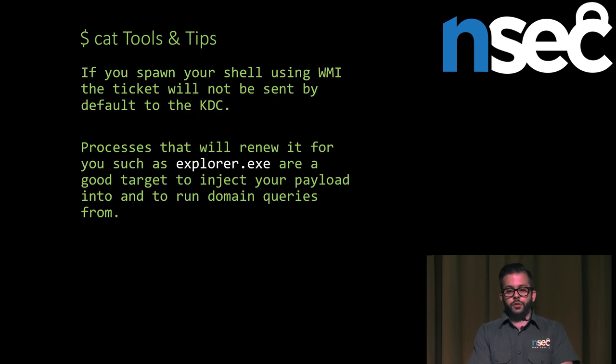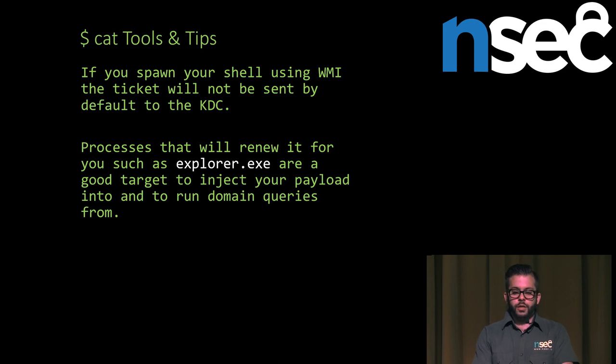Especially if you're using WMI, this is one of the processes that's not necessarily going to renew your Kerberos ticket. So one of the things that I do, again, it's a bit noisy, but sometimes we have to be noisy to make sure that we're in a good position, is I'm going to migrate to Explorer. So I'm going to inject myself into Explorer and impersonate everything that is running under the Explorer context. I'm also going to inherit the Kerberos ticket, obviously.